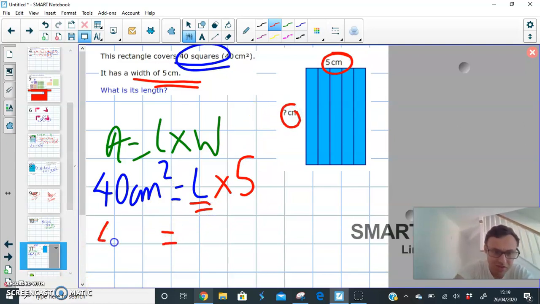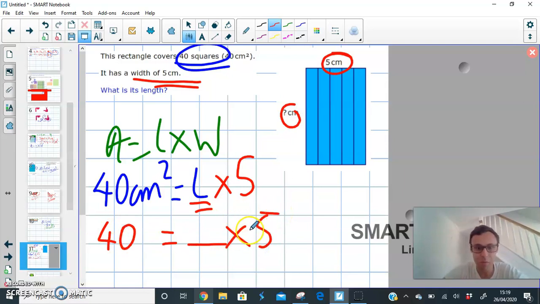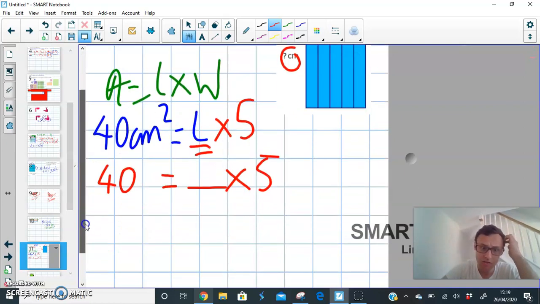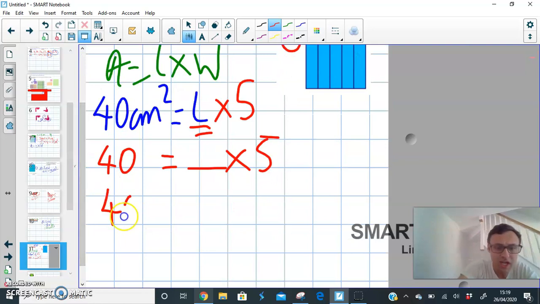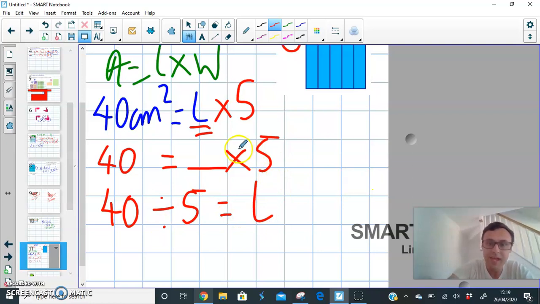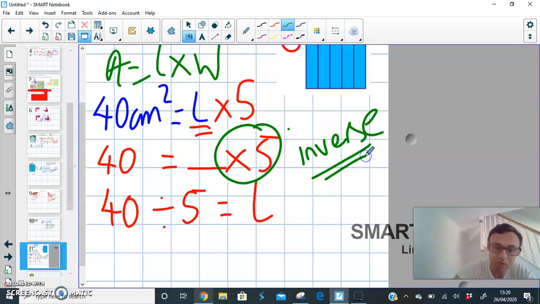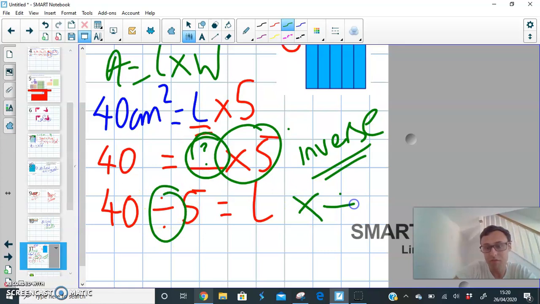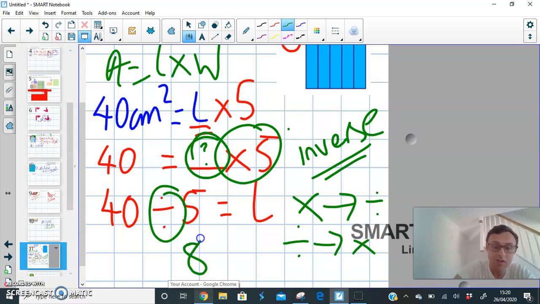Okay, so 40 is the same as something times by 5. Well, what does that something have to be? What do we times by 5 to get to 40? In other words, we can do 40 divided by 5 to give us the length. We do the inverse to find out this missing number here. We know the inverse of timesing is dividing, and the inverse of dividing is timesing. So 40 divided by 5 is 8.